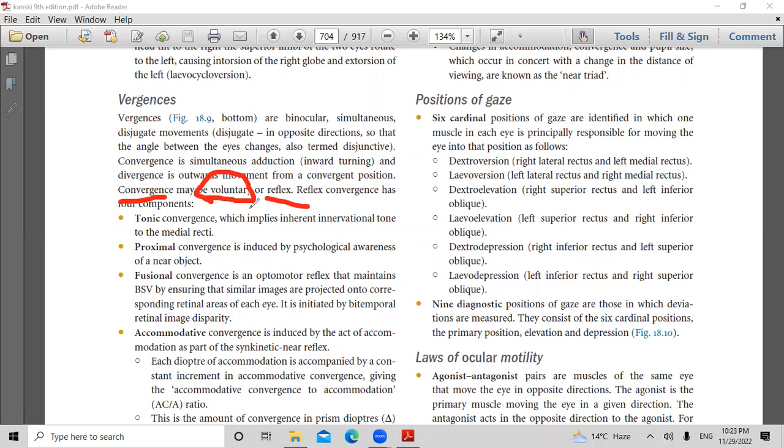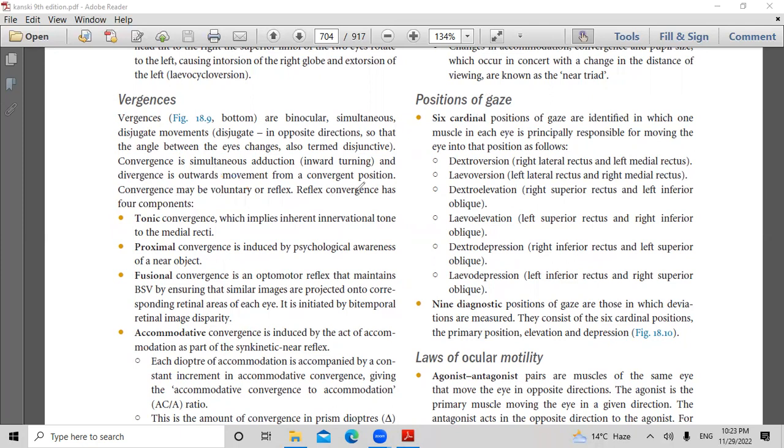This is voluntary. Reflex: when something comes beside the eye, there is a book, there is something you look for, a near object, then the near triad occurs, so there is convergence. Reflex convergence has four components, and these are important.